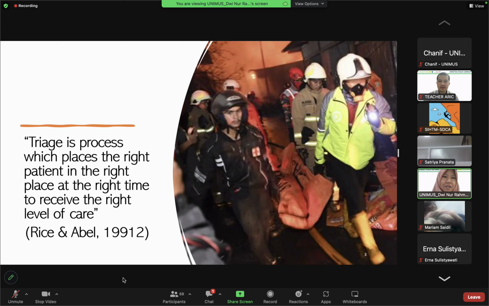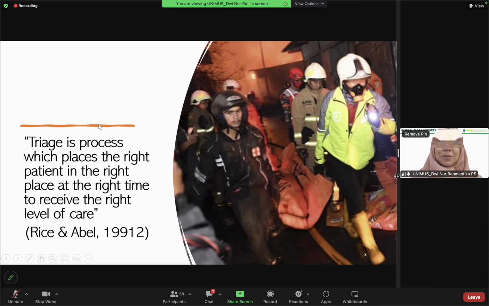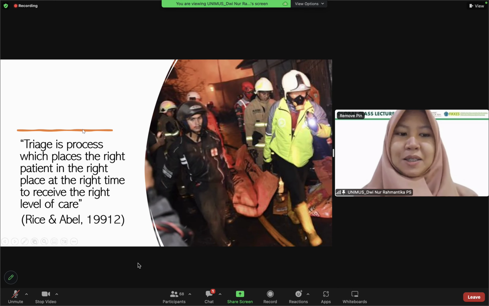It's like a definition: triage is the process of choosing the right patient in the right place to give the right treatment.